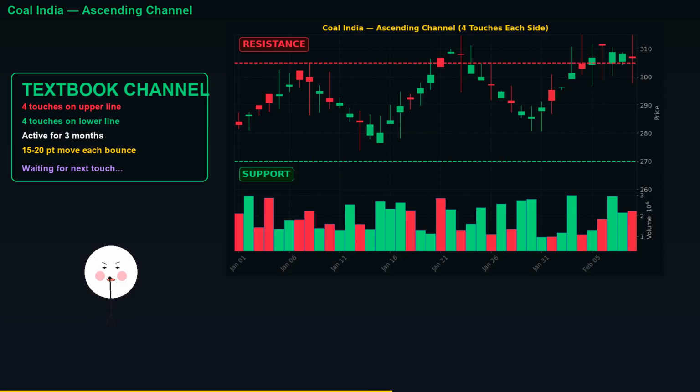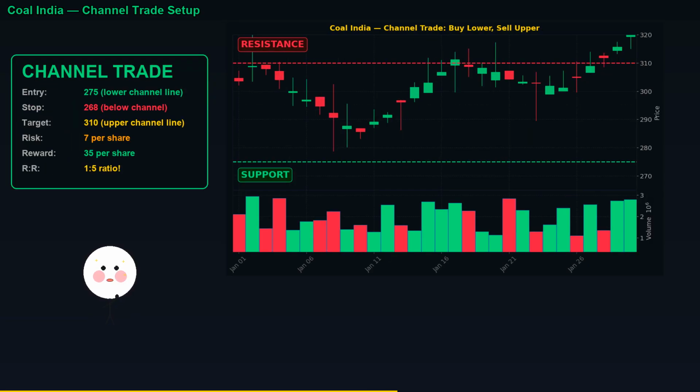Rahul waits for the next touch of the lower channel line. Price pulls back to the lower channel line at 275. Rahul sees a bullish candle form right at the support line. He enters at 275. Stop loss goes 5 rupees below the channel at 268. Target is the upper channel line at 310. Risk is 7 rupees per share. Reward is 35 rupees per share. That is a 1 to 5 risk-reward ratio. One of the best setups Rahul has ever taken.